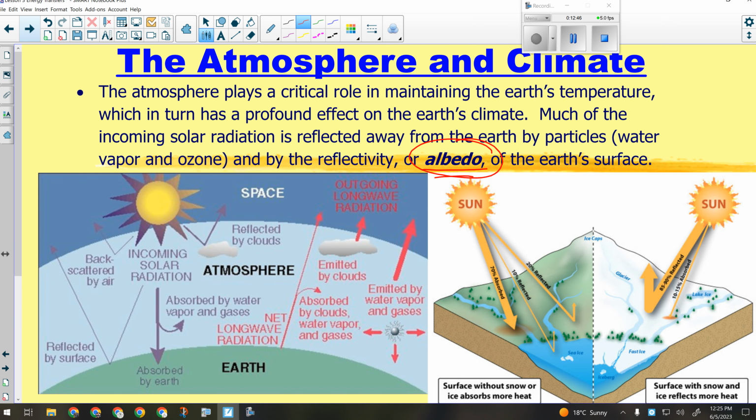If it reflects a lot of the light, very little of the light is being absorbed, and that means very little energy is absorbed by that particular area. If the albedo is very low, then a lot of the energy gets absorbed, and the temperature in that area will go up. So white is the most reflective color. It reflects all wavelengths of light. So if something is white, it has an incredibly high albedo.